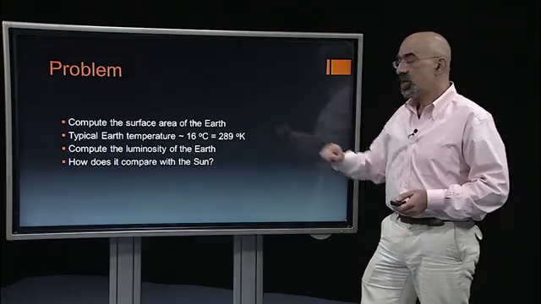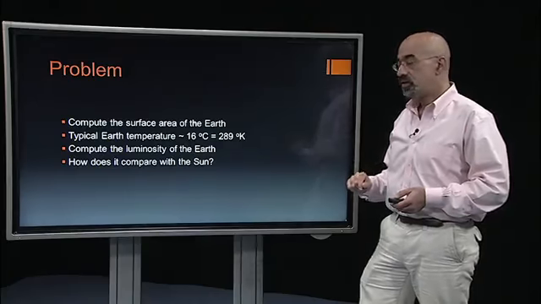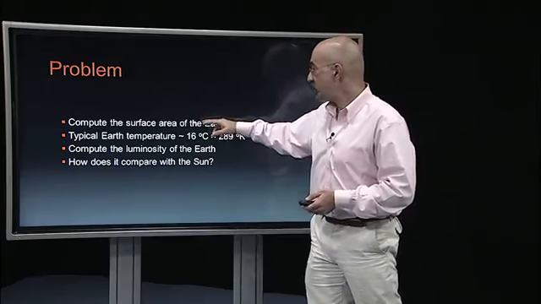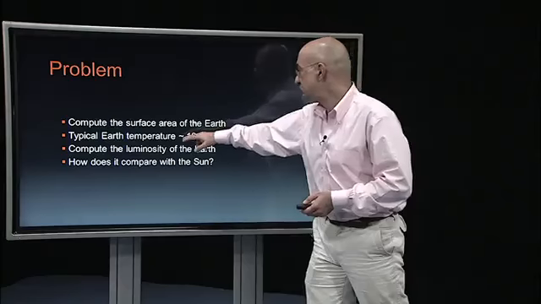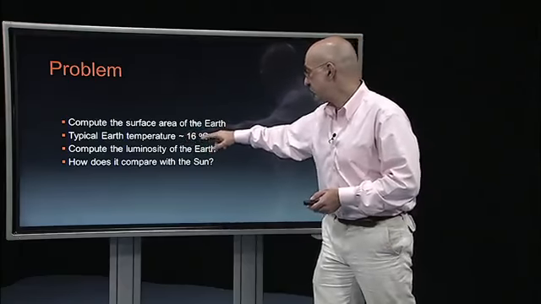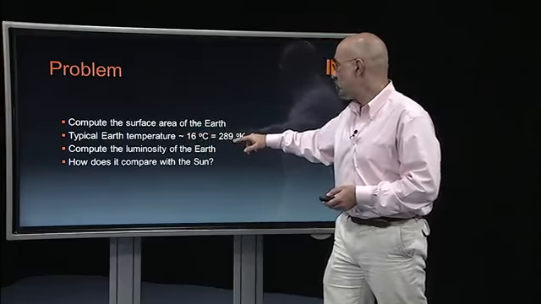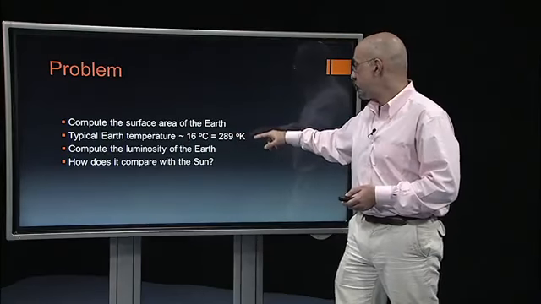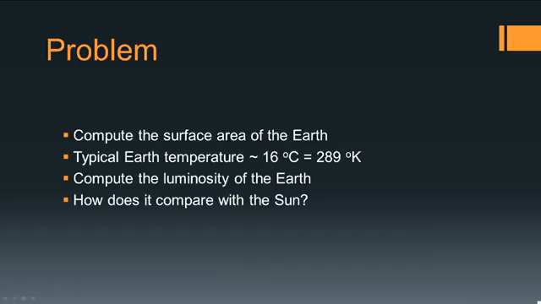For the problem, I'd like you to apply this to the Earth. So you should now exit the lecture, look up the radius of the Earth, take as its typical temperature about 16 degrees centigrade, or equivalently 289 degrees Kelvin, plug in the temperature and the radius, and compute the luminosity of the Earth, and then compare that to the luminosity of the Sun. See you in a few moments.